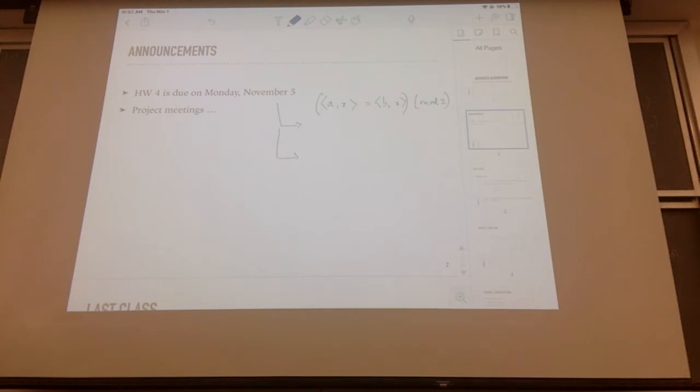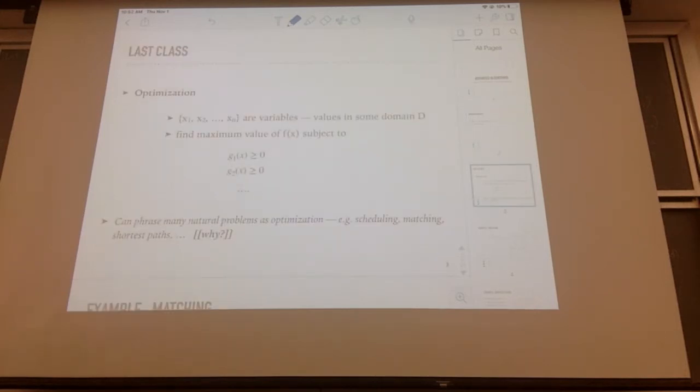So what did we start seeing last time? We started looking at optimization, and we saw that many people had different views about optimization. But in a very general sense, you can phrase it as the following problem: you have some variables that you want to optimize, and they take values in some domain D, and you want to find the maximum value of some function f of these variables, subject to a bunch of constraints that involve these. As you can imagine, you can phrase many natural problems as optimization.